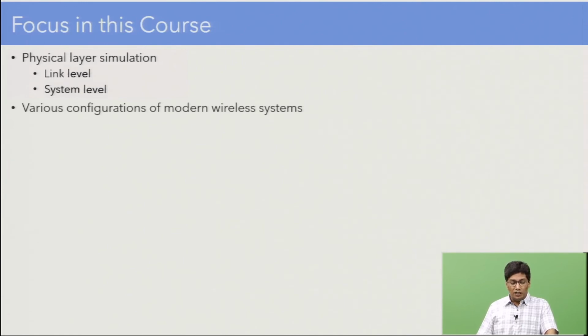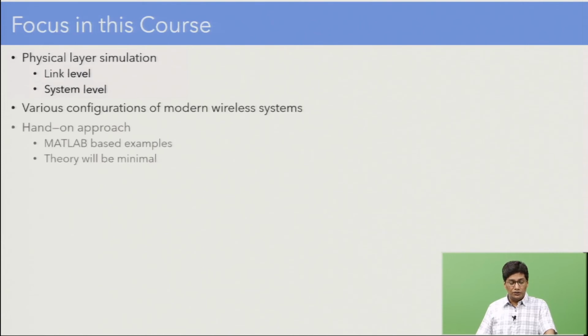And then we will talk about various configurations of modern wireless systems. For example, you will see cellular networks, we will look at millimeter wave networks, and we will talk about ad hoc networks. So, we will look at different types of modern systems and see how we can simulate those systems. Overall the method is going to be the same, it is just that there are some changes you need to make.